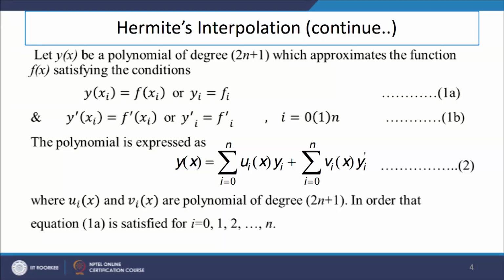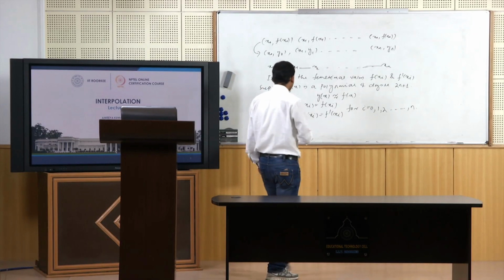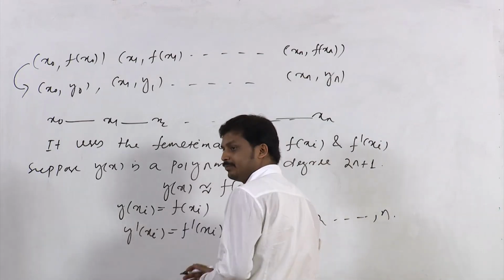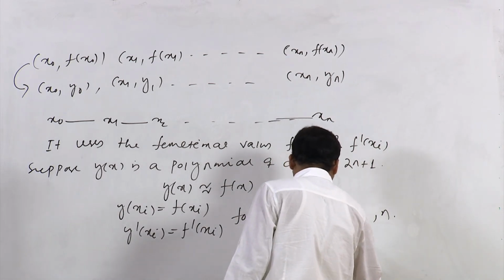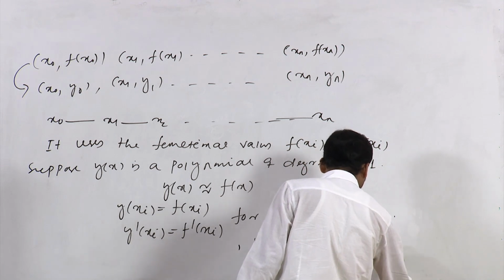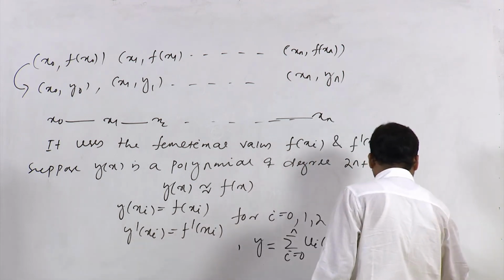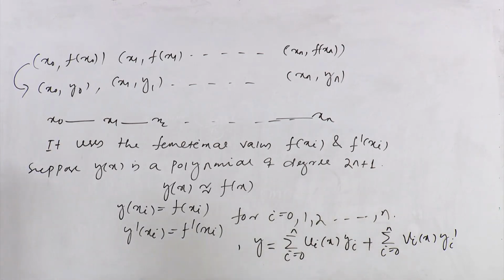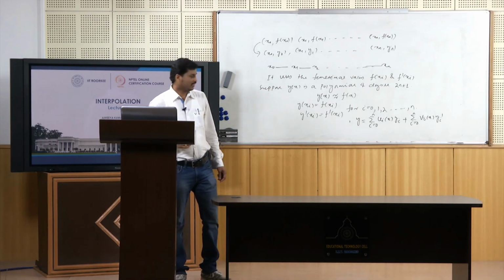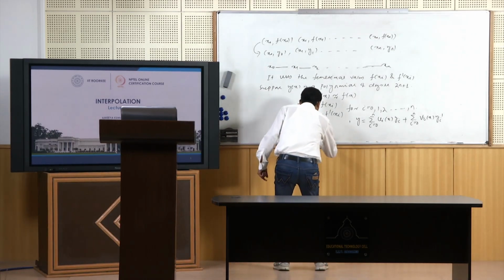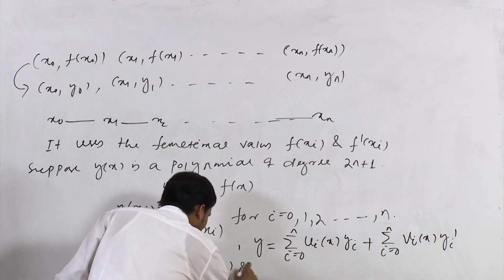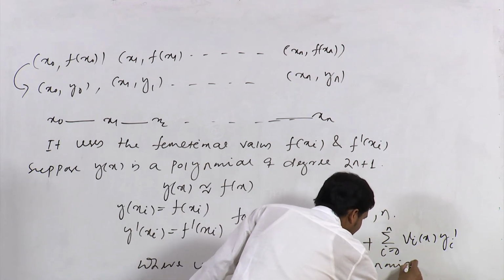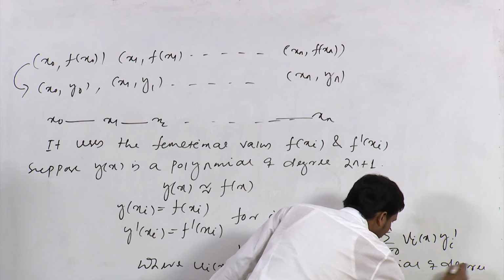And if we want to express it in polynomial form, we can write this polynomial as y equals summation i equals 0 to n of ui of x yi plus summation i equals 0 to n of vi of x yi dash, where ui of x and vi of x are polynomials of degree 2n plus 1.